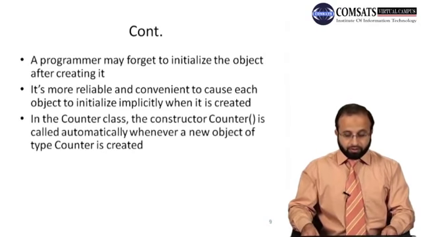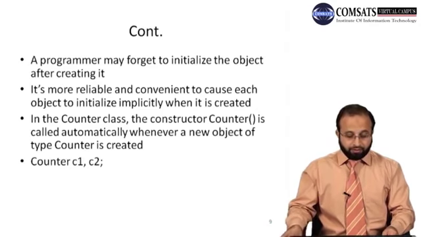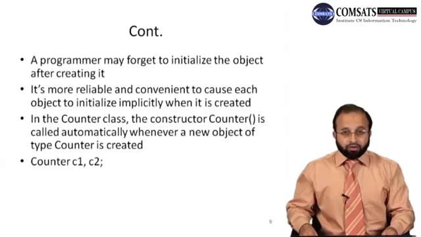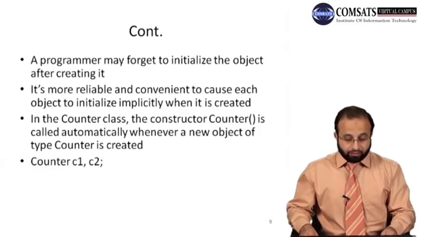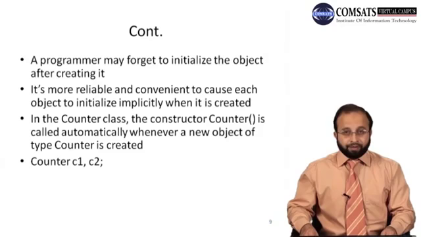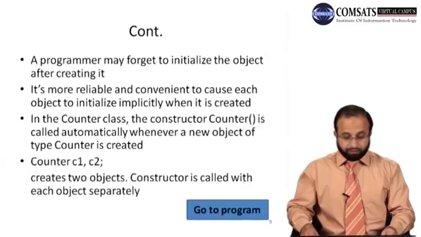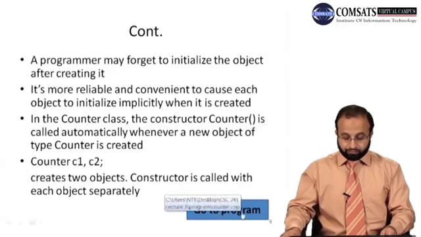In the counter class, the constructor counter is called automatically whenever a new object of type counter is created. We have two objects now. In this statement we create two objects C1 and C2. The counter constructor will be called for each of these objects, that is for C1 and for C2 separately. So this creates two objects, and the constructor is called with each object separately. Let's go and see the program.